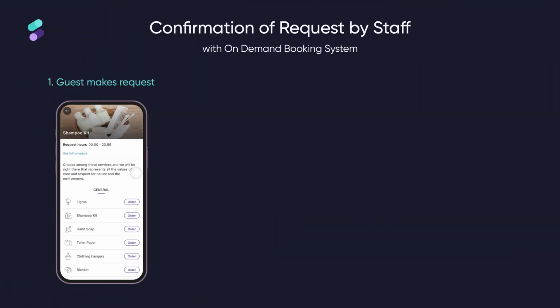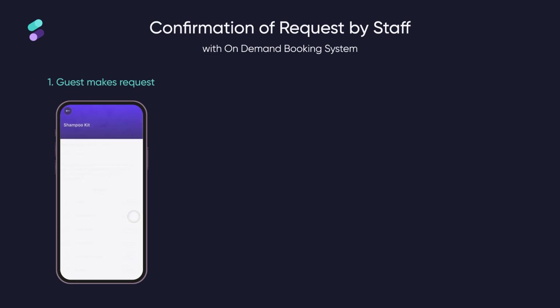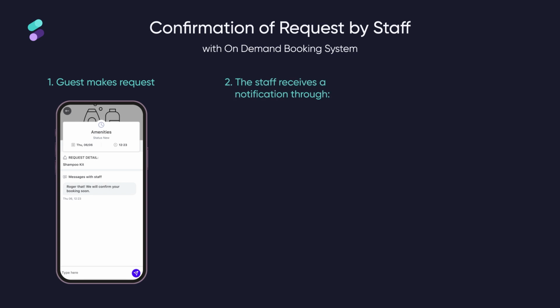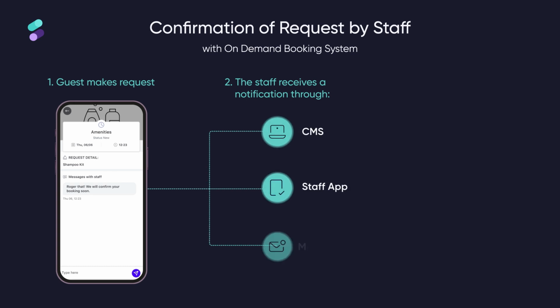It's time to shift our focus to the staff perspective. Before delving into our CMS, we will first outline the process and the journey that the staff follows to receive and manage a request. First, the guest makes a request, as we have seen. Next, the staff receives a notification through 3 possible channels: through the CMS, through the staff app, or through email. You can use all of them simultaneously, 2 of them, or just 1. The choice depends on your decision, convenience, and staff organization.